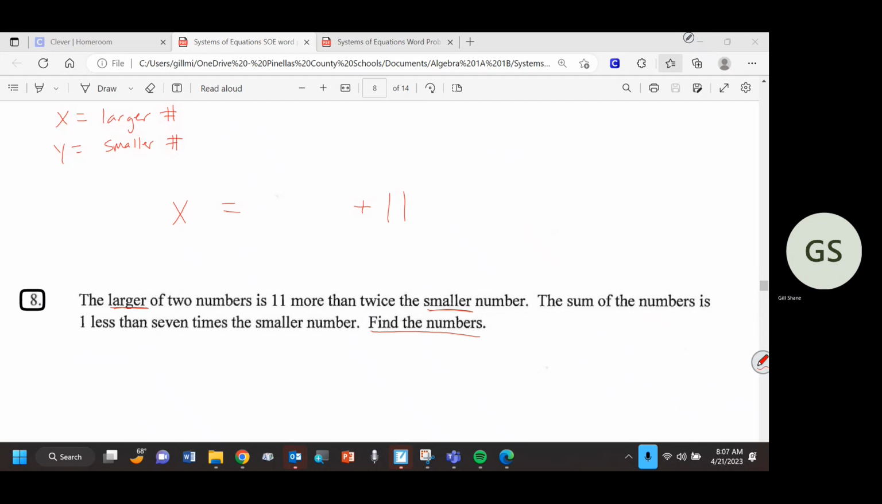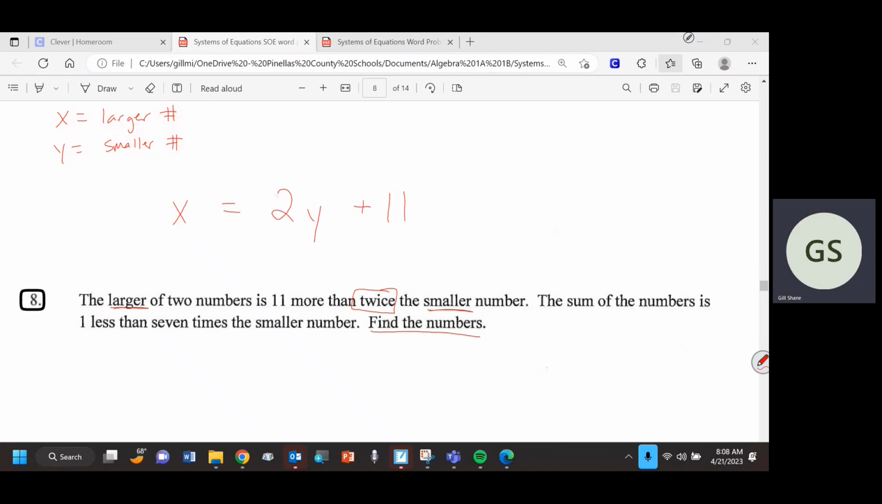I know you guys hate thinking. So now we've got to use this twice thing in here. Words are sort of a number, sort of not a number. It's 11 more than twice the smaller number. Well, we know the smaller number is Y. So what would twice the smaller number be? That's times 2. So we just say 2Y. Again, 2Y means 2 times Y. So that would be one of your equations. The bigger number equals the smaller number times 2. That's this twice part. But then plus another 11.